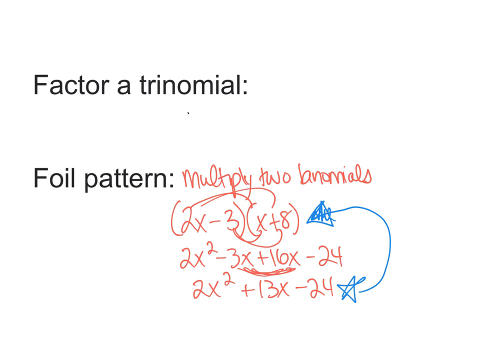So let's talk about how we're going to do that. Okay, what are our steps going to be? Here they are, factoring a trinomial. The answer to that is that we are going to make a trinomial into two binomials. We are making a trinomial, three things, into two binomials, two separate parentheses.